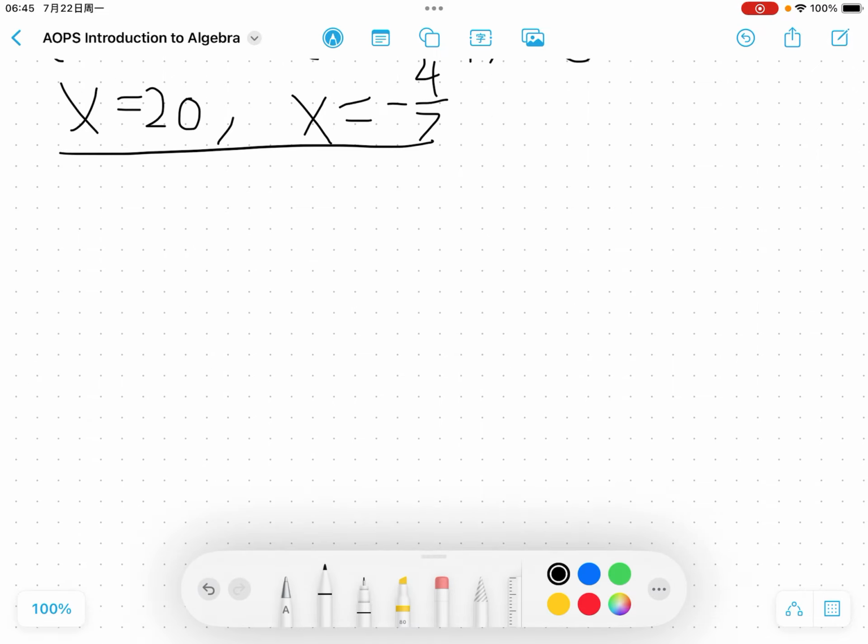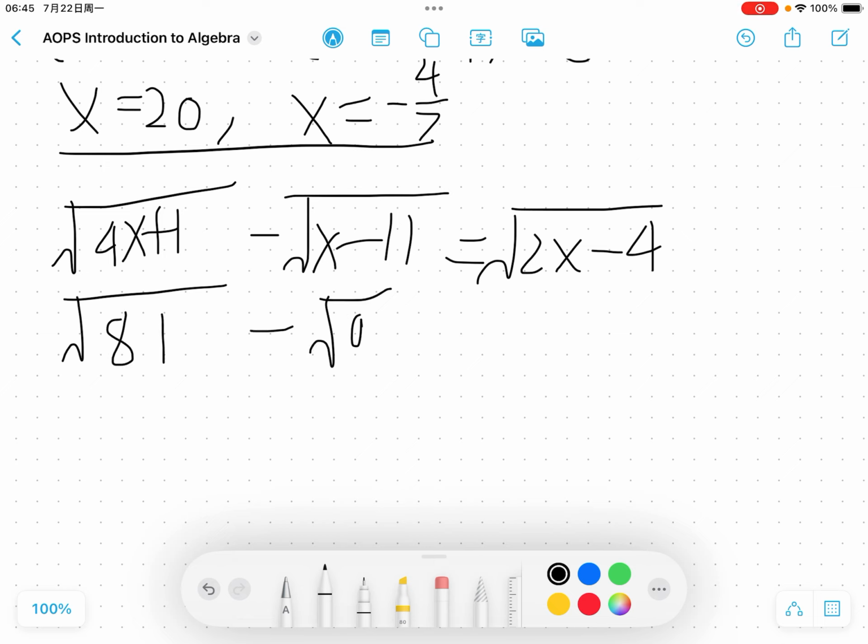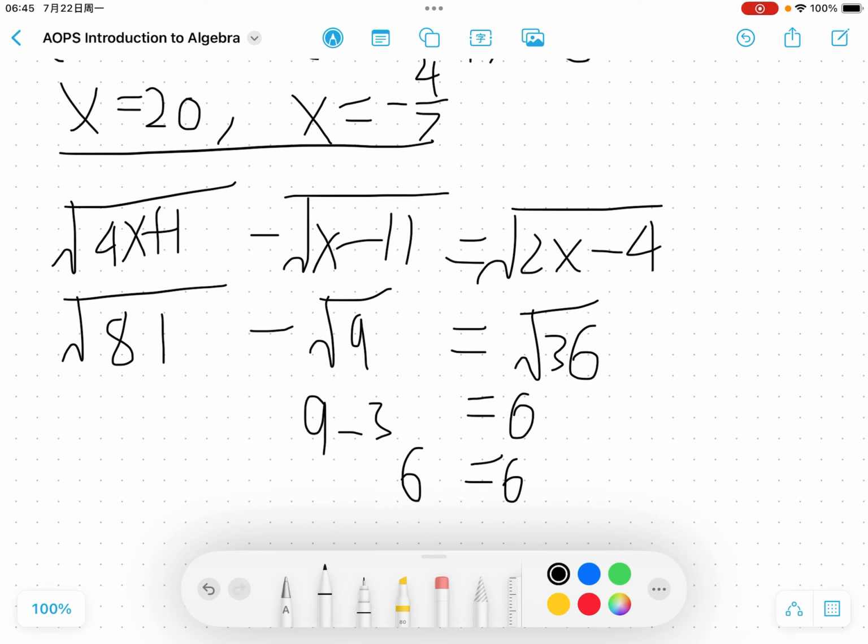The original equation is root 4x plus 1 minus root x minus 11 equals root 2x minus 4. If we plug 20 in, we have root 81 minus root 9 equals root 36. So we have 9 minus 3 equals 6. That works because 6 is equal to 6. So this works. This is part of our answer.